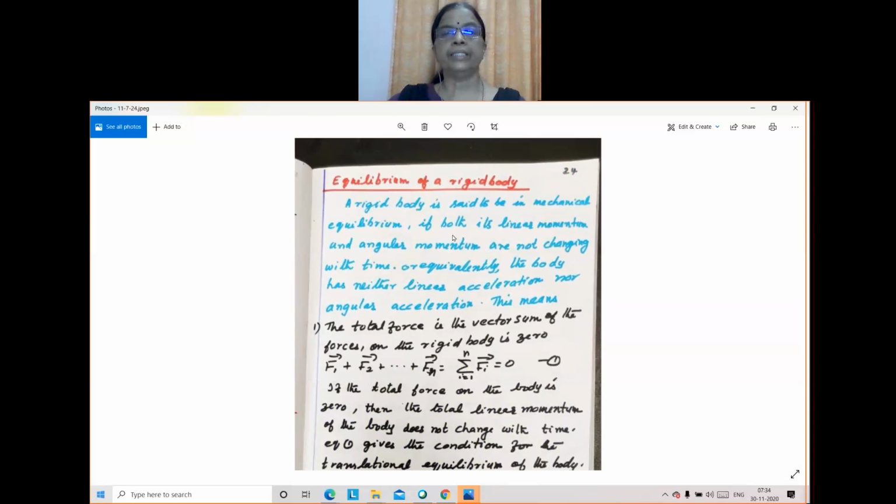Next is equilibrium of a rigid body. Equilibrium of a particle we have studied earlier. Do you remember what is meant by equilibrium of a particle? See, what we studied for a particle, we are extending it to the system of bodies, system of particles.